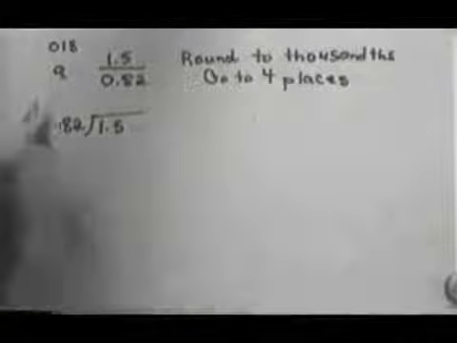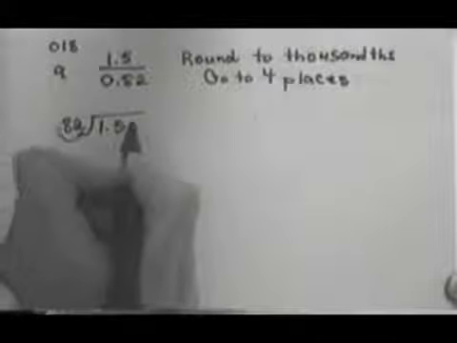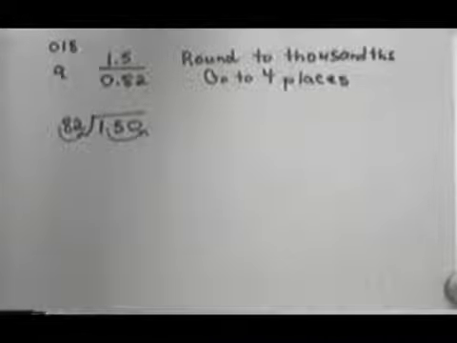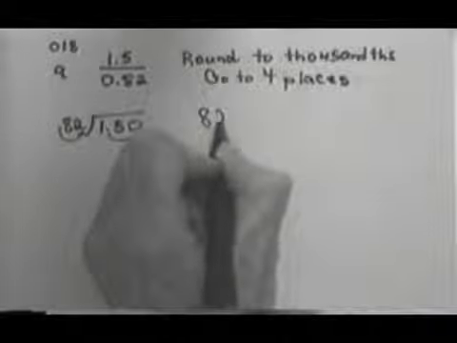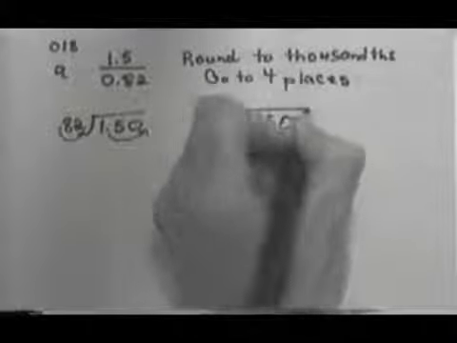So let's begin. First of all, I have to make my divisor a whole number. So to do that, I've got to move things 2 places. So I had to add a 0 in my dividend. So I'm going to be dividing 82 into 150. So let's put that up here. 82 divided into 150. The decimal will be on the end.